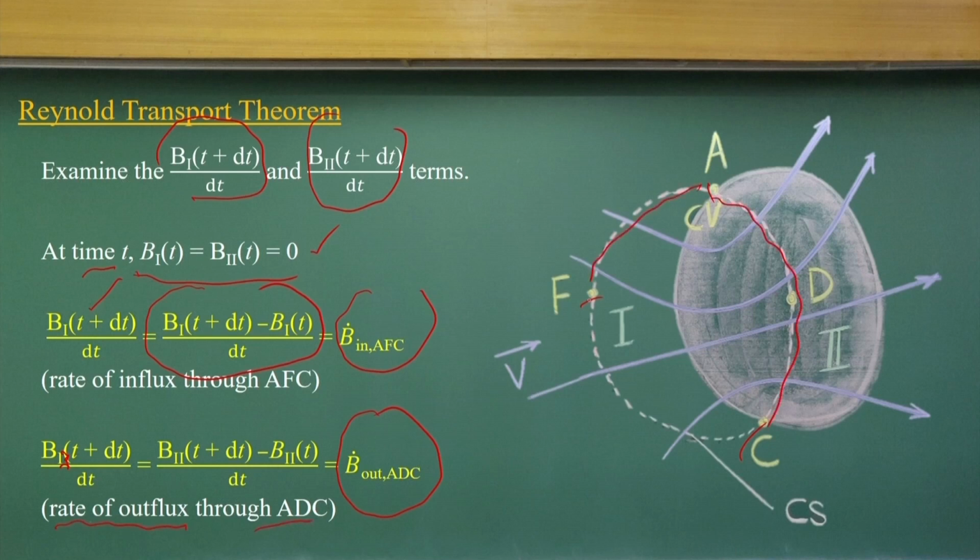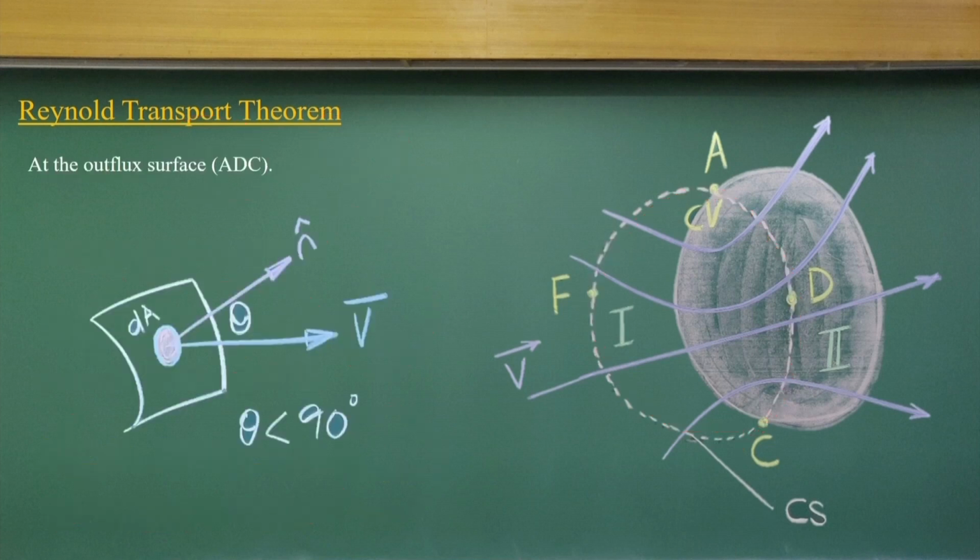So, the two components we defined: one is representing influx, another is representing outflux, that is, how much rate is happening through the surface of AFC or through the faces of ADC. That is what we represent. There is a small mistake here, this is B2, not B1. Now, how to compute the outflux through the surface?